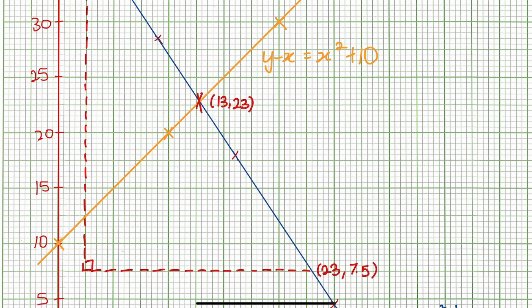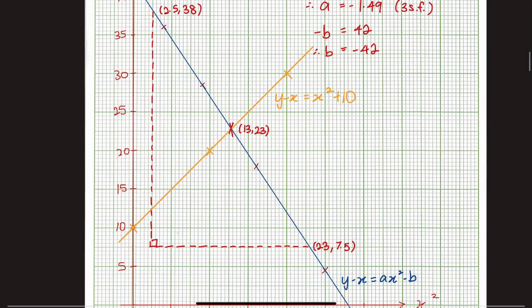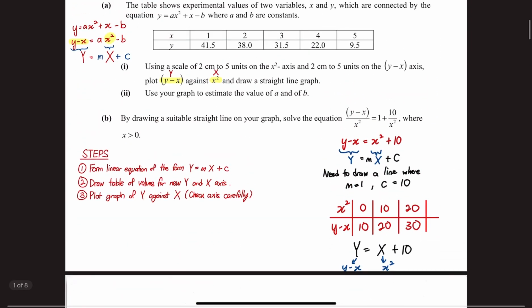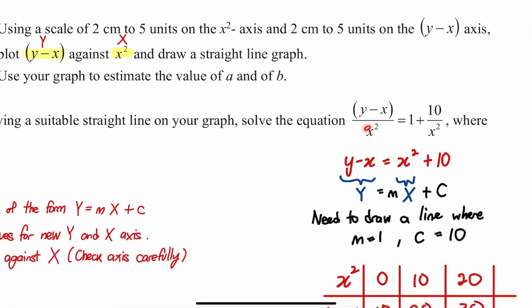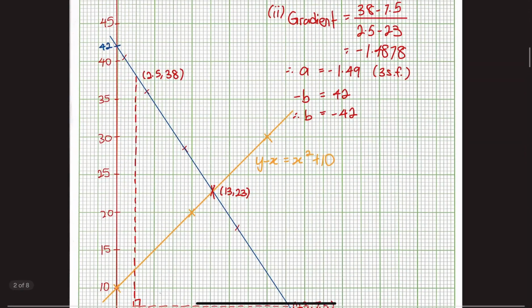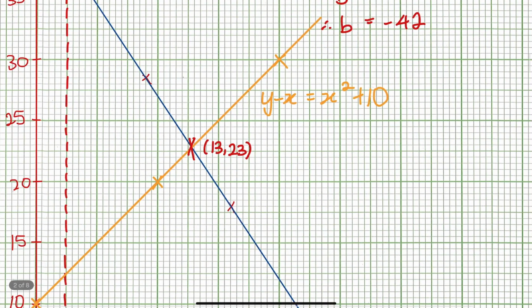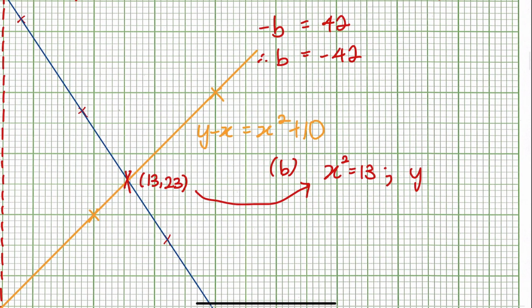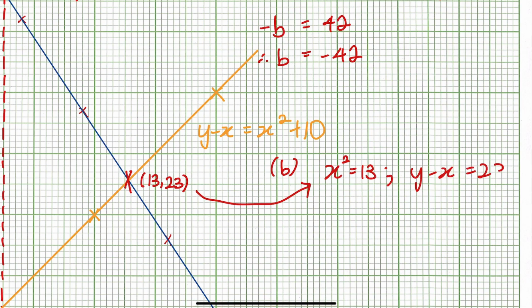If you read carefully based on your graph paper, the question says solve the equation. When the question says solve the equation, it means I want to find the value of x and y. So if I've drawn this suitable straight line on this graph, this tells me, I write part B, that the x squared value is equal to 13, and the y minus x value is equal to 23.